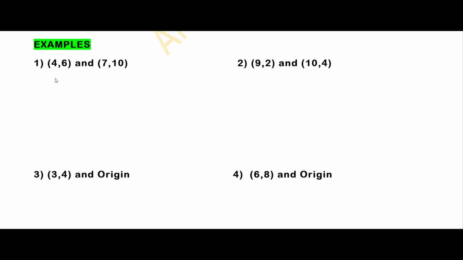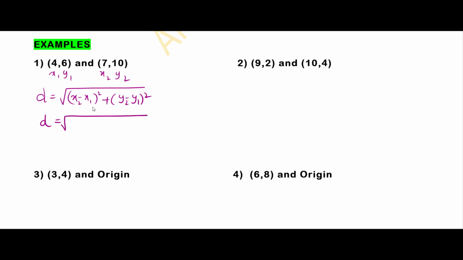Now we'll find out the distance between the points (4, 6) and (7, 10). Consider (4, 6) as (x1, y1) and (7, 10) as (x2, y2). Now what is the distance formula? Distance formula d equals square root of (x2 minus x1) whole square plus (y2 minus y1) whole square. Now d equals, what is x2? x2 is 7, y2 is 10, x1 is 4, y1 is 6.